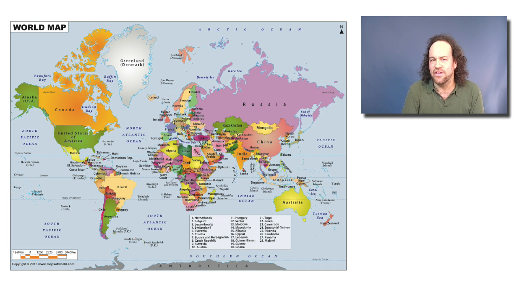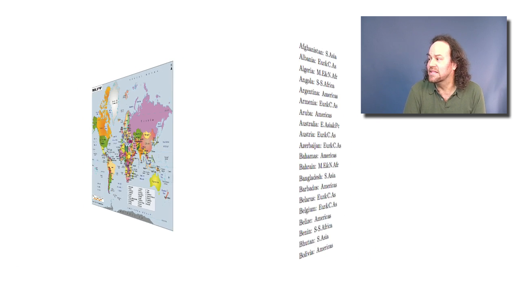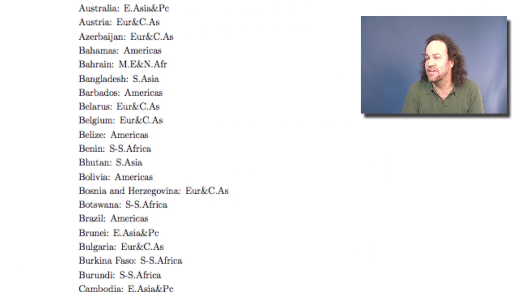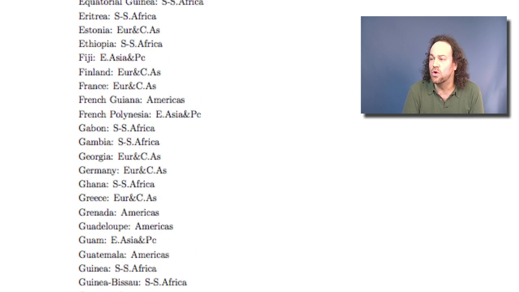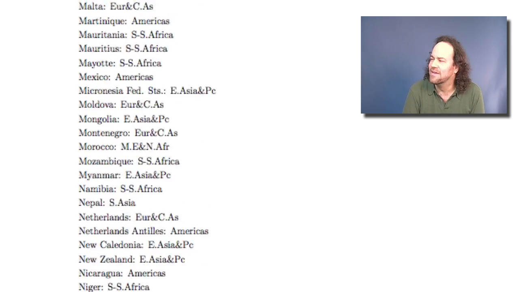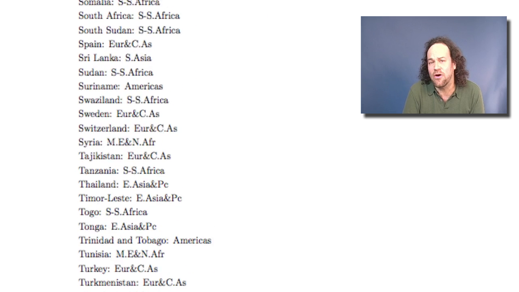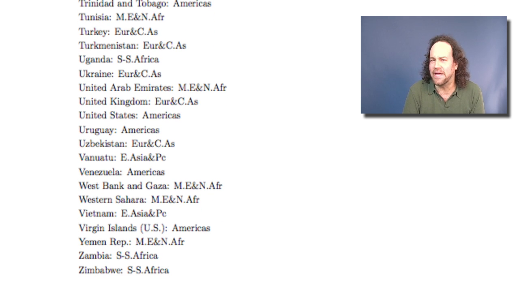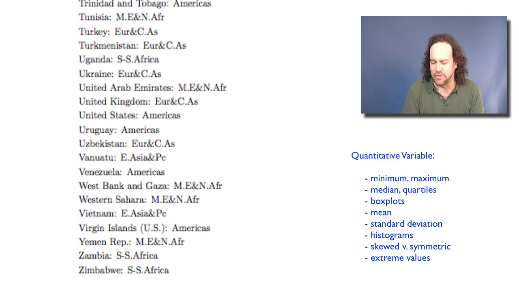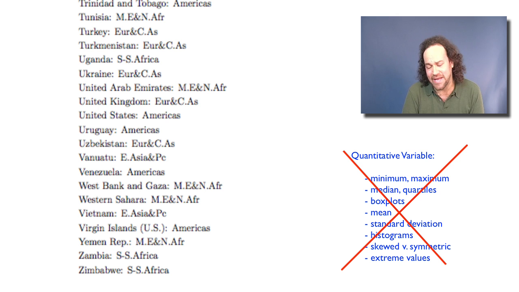Now, that gives us some data too. If we want, we can make a list. Here's a list of those 197 different countries and territories, and for each one, which of the 6 regions it belongs to. Well, once again, it's just a jumble of text. How can we make sense of it? Let's start by considering what we did for the quantitative variables, things like the minimum and maximum and median and quartiles and box plots and mean and standard deviation and so on. Can we use these for a categorical variable like the region? No, we can't. The reality is hardly any of these things make any sense anymore for a categorical variable. So what can we do?